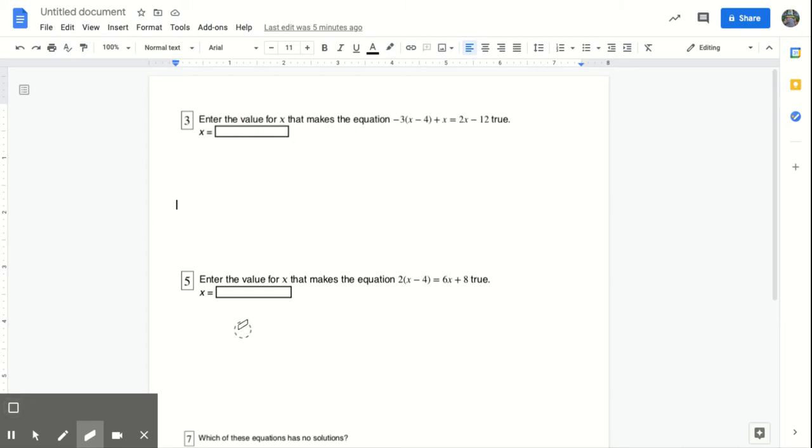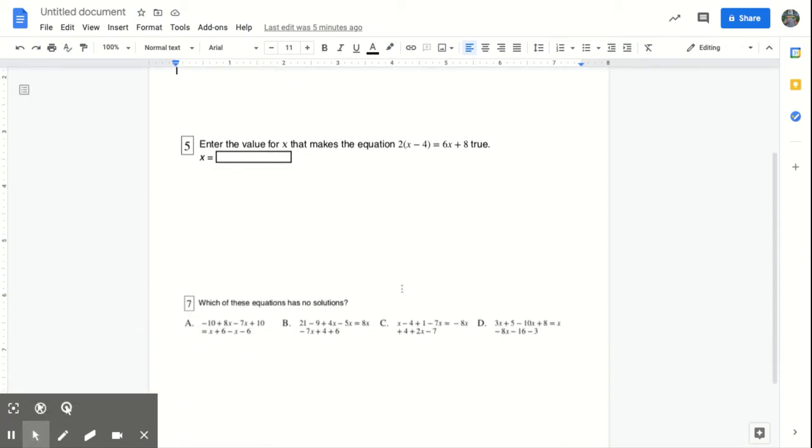Question number 5 looks pretty similar to the ones that we just did. I would say it's a tad bit easier too than the one that we just did. So let's take a look. We have to enter the value of x that makes the equation true. So first thing you always need to do is try to simplify. If there's numbers that you can put together, if there's x's that you could put together, try that.